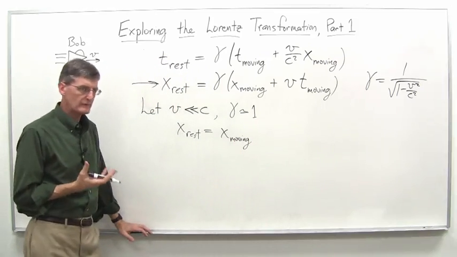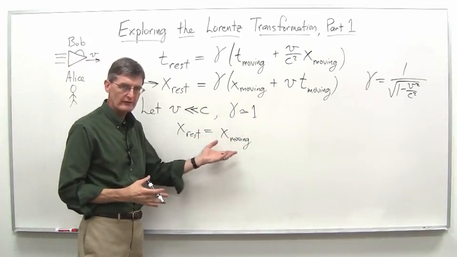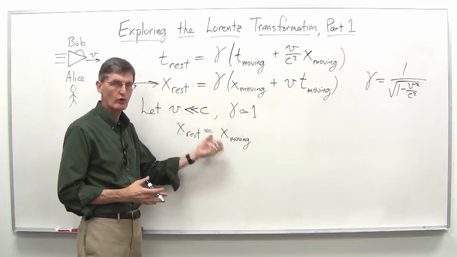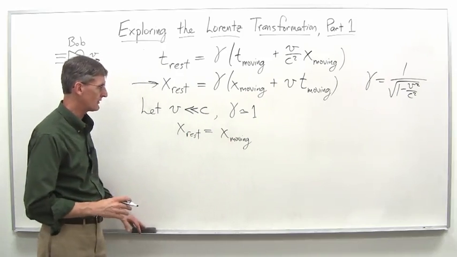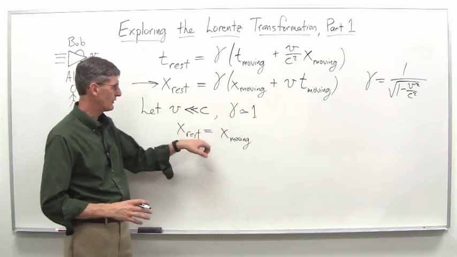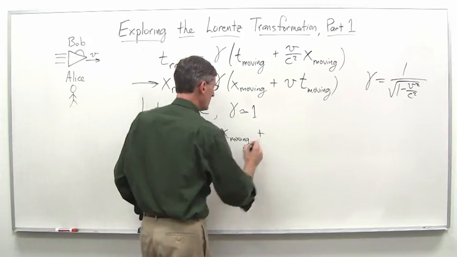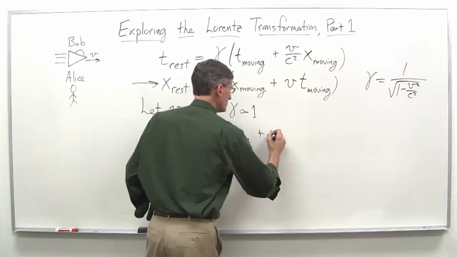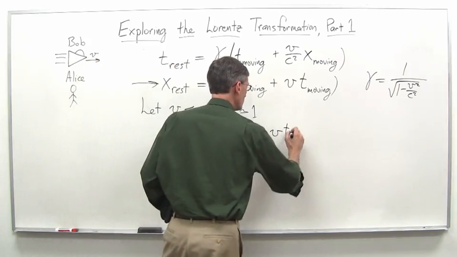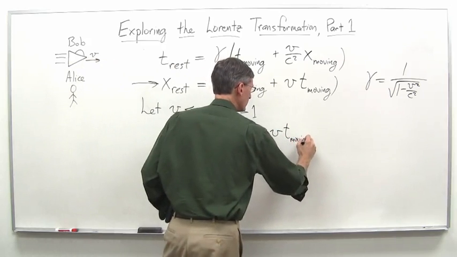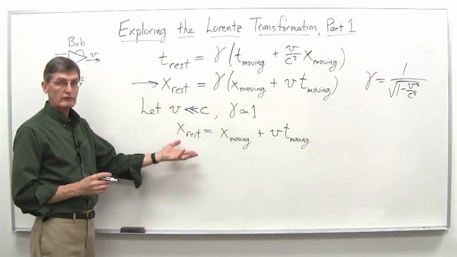And by the way, just again, the terminology here, this does not mean x is moving. This is an x coordinate, an x measurement in the moving frame. So just fix that in your mind and don't get confused about that. So x rest equals x moving here plus a velocity, which is going to be non-zero, much less than c but still non-zero, times t in the moving frame, in other words, on one of Bob's clocks in the moving frame. Well, what does this remind us of?